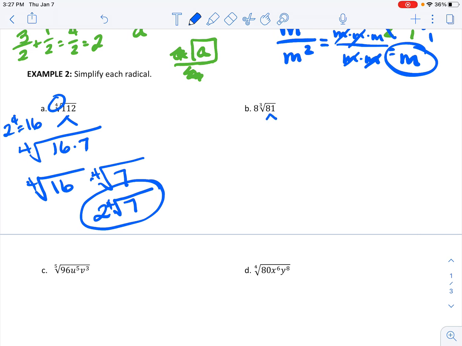So again, I'm going to be looking for numbers that can come out of these. So I'm going to think about numbers that are cube roots. So I know that 2 cubed is 8, and 8 is not a factor of 81. 3 cubed is 27. So let me see. So I get out my calculator and I'm going to divide 81 divided by 27. And sure enough, it is 27 times 3.